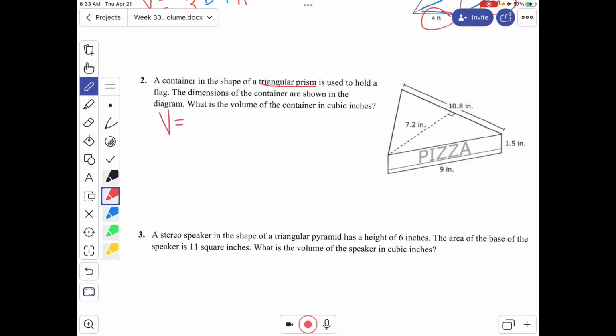The formula for a prism is area of the base times the height. And the shape of the base is a triangle. It says so in the name. So we need to fill in the formula for a triangle, times the height of the prism.